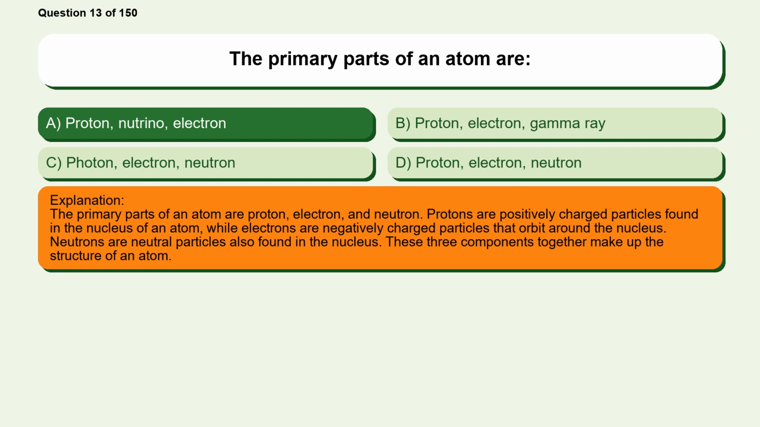The primary parts of an atom are proton, electron, and neutron. Protons are positively charged particles found in the nucleus of an atom, while electrons are negatively charged particles that orbit around the nucleus. Neutrons are neutral particles also found in the nucleus.